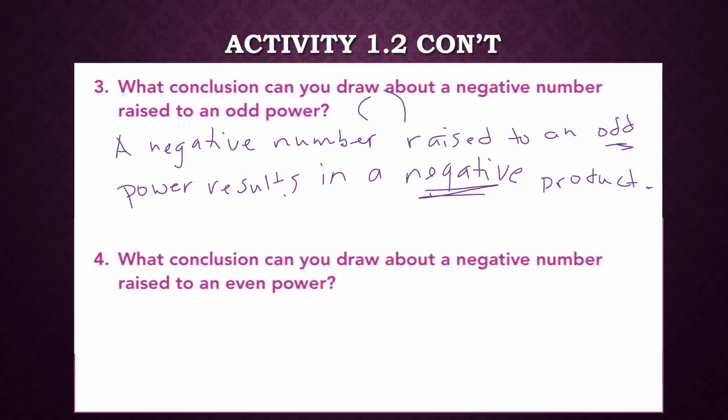Number 4, what conclusions can you draw about a negative number raised to an even power? So going back and looking at letter E and letter G, again, we're looking at when it's inside those parentheses, when that negative is inside the parentheses. Well, a negative number raised to an even power results in a positive product.